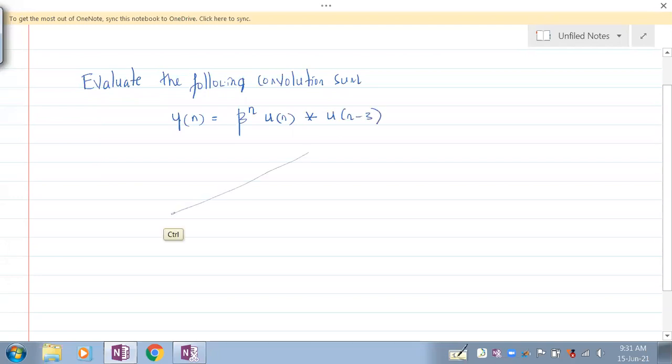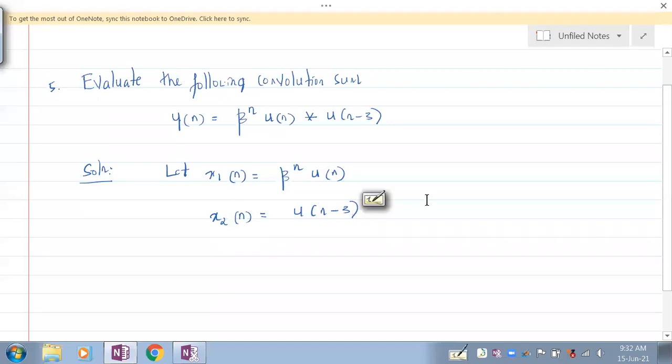So this is how the convolution sum is. So this we need to look at. Maybe this is problem number 5 for you. Now let's consider x1 of n as this beta power n u of n. That means the first signal here, let it be x1 of n, and let the second signal be x2 of n. You can call it as x of n and h of n also, not a problem.